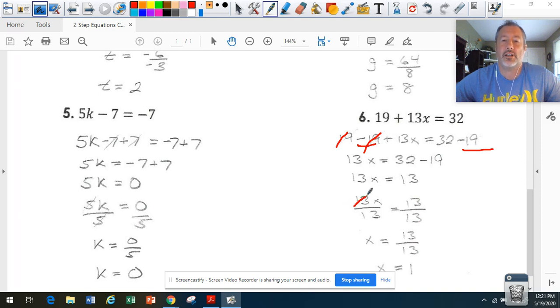We know these 13 over 13s become 1. So I have my x here. X equals 13 over 13. X equals 1. So my answer is 1. Okay, turn your notes over. Let's try one more. I want to show you here.